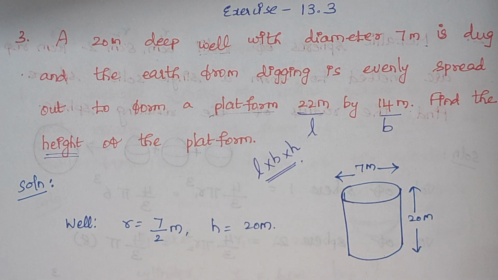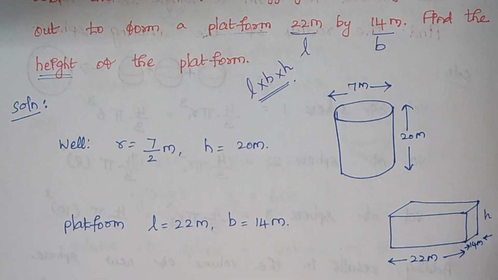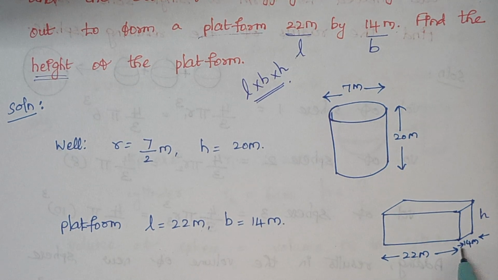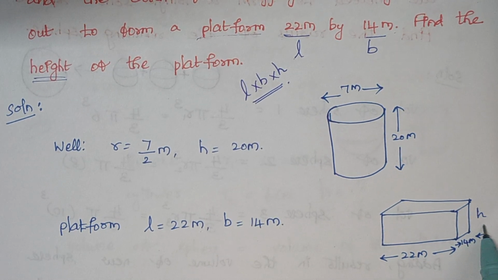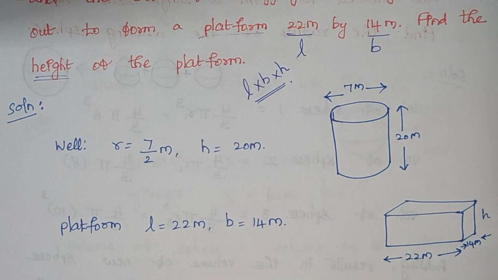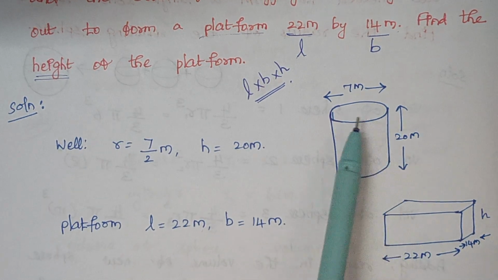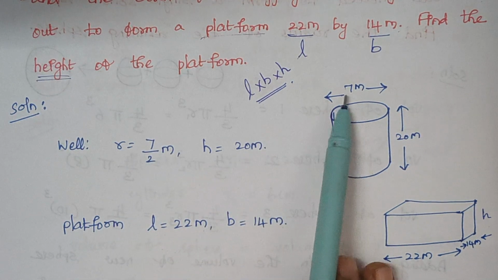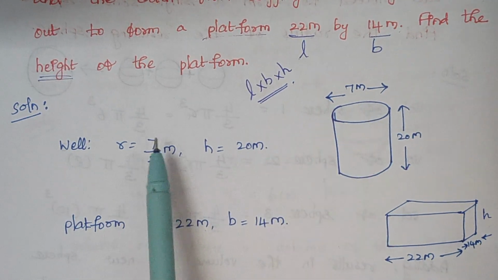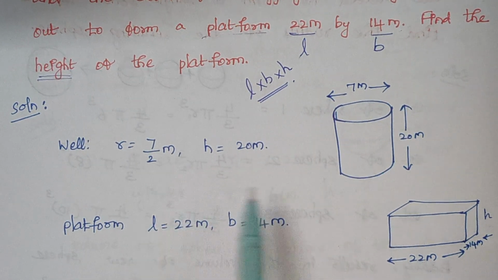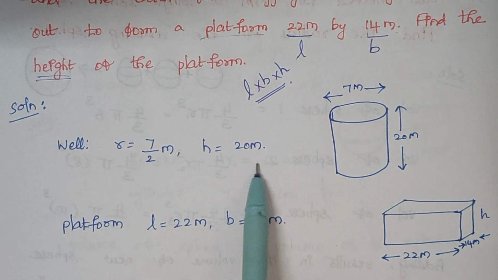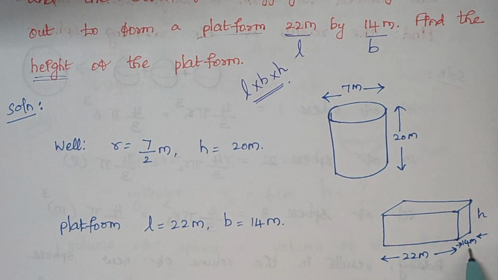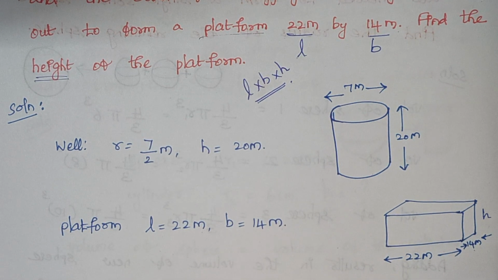That's it. So this cylinder is transformed into a cuboid whose length is 22 meter, breadth is 14 and height h we need to find. So just write down the given parameters. First we start with the cylinder. Here the given parameter is the diameter. Therefore 7 by 2 is the radius and height h is 20 meter. And in this cuboid, length and breadth are given. We need to find the height.